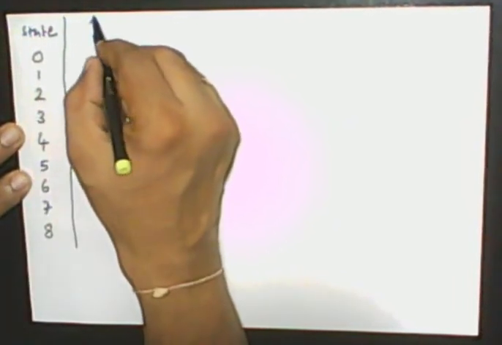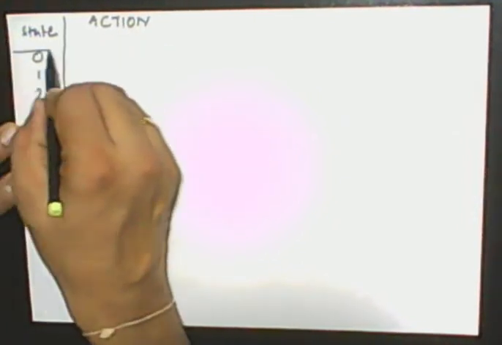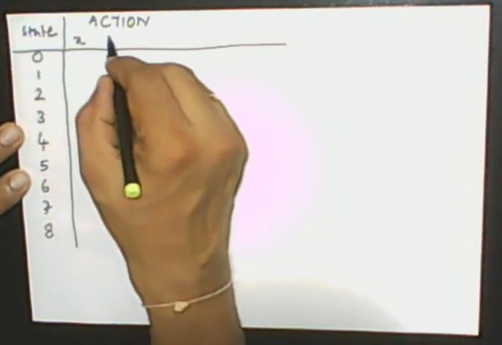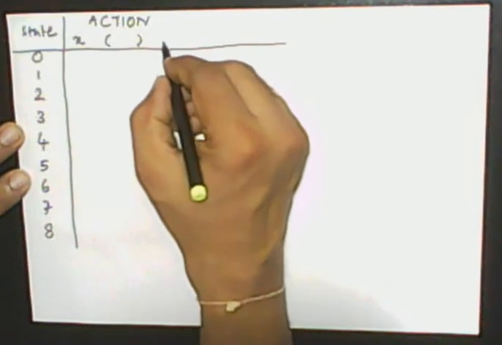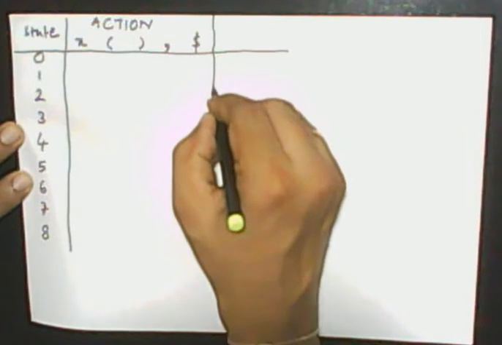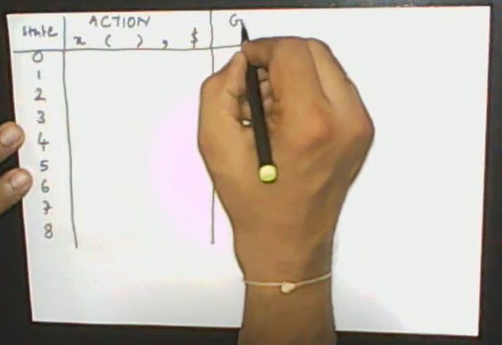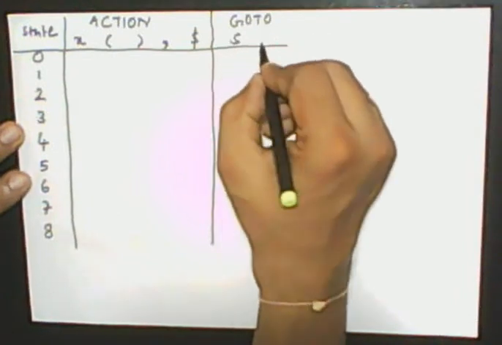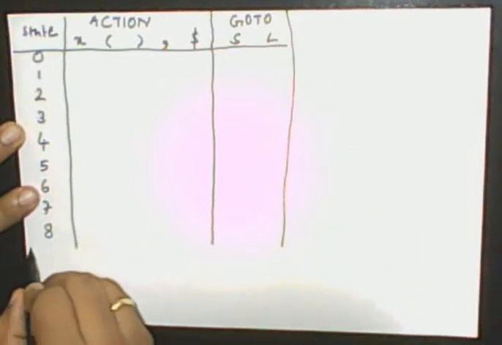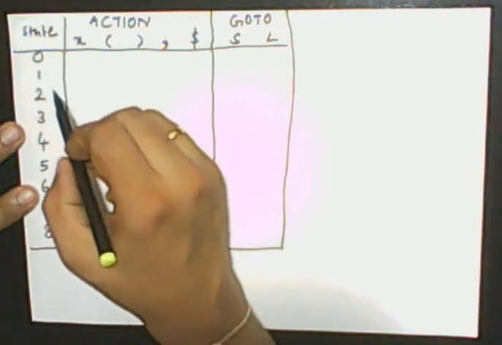Then we have the action section, where we'll have X, left parenthesis, right parenthesis, comma, and dollar. So those are the terminal symbols. Here we have go to, where S and L will be the columns. So this is our parsing table.